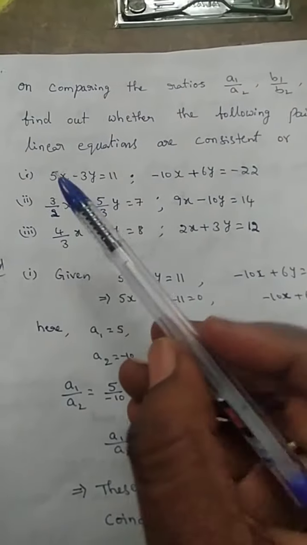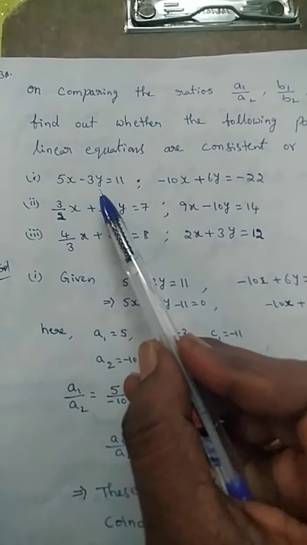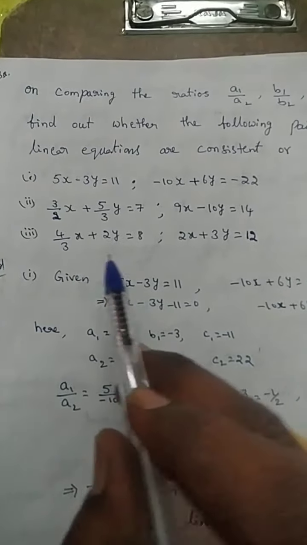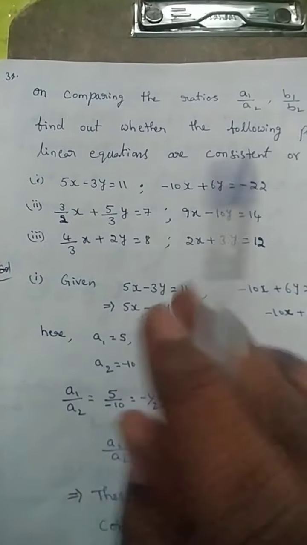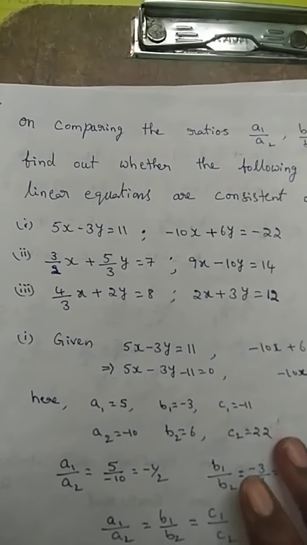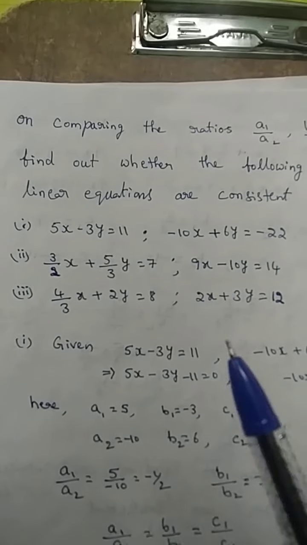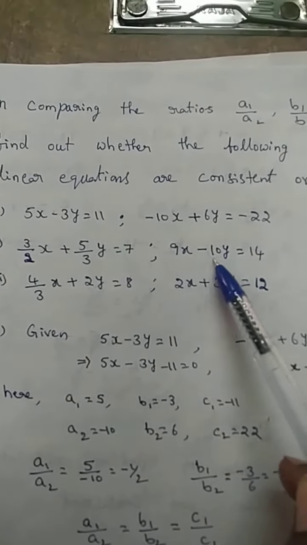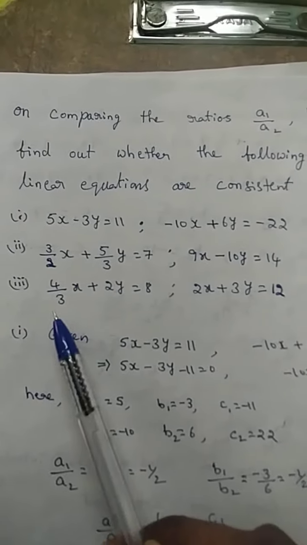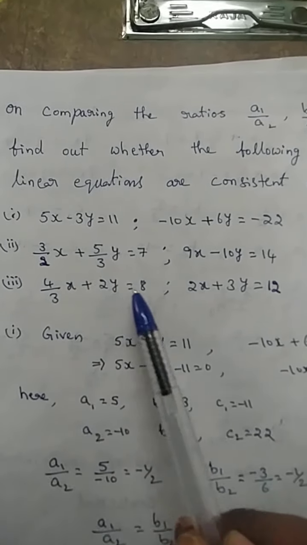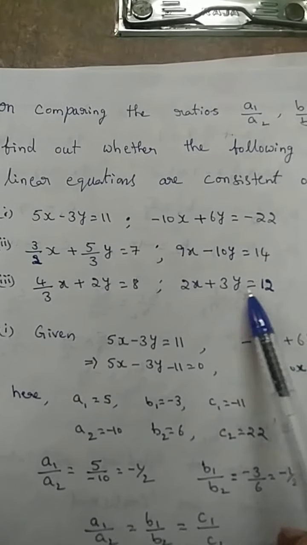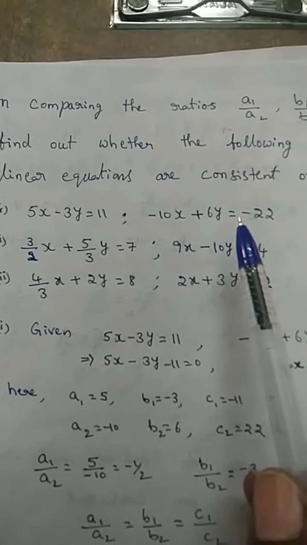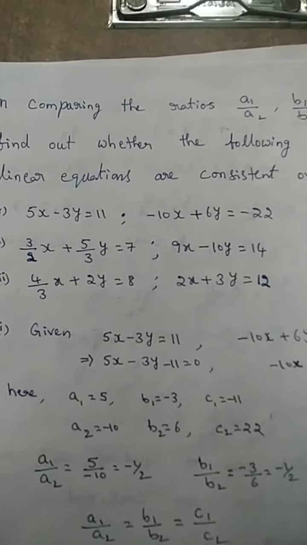Now the first question: 5x minus 3y is equal to 11, minus 10x plus 6y is equal to minus 22. The second question: 3 by 2 x plus 5 by 3 y is equal to 7, 9x minus 10y is equal to 14. The third question: 4 by 3 x plus 2y is equal to 8, 2x plus 3y is equal to 12. In each question, we have two linear equations, and they are to be consistent or inconsistent.